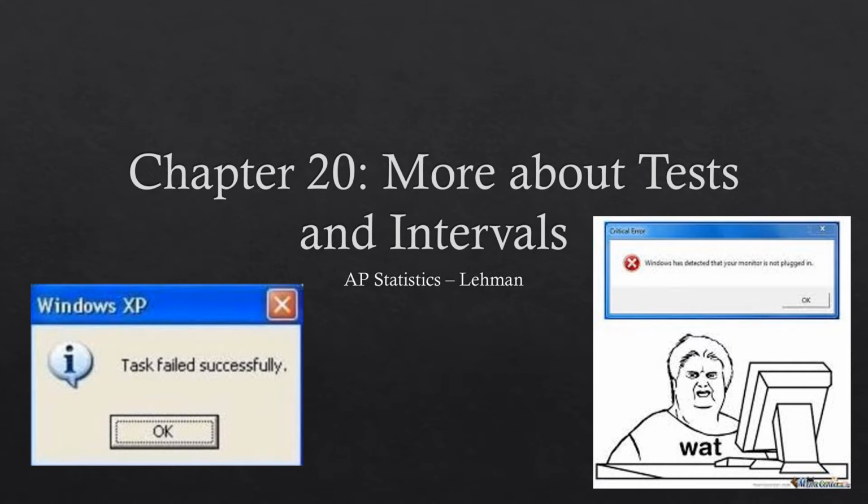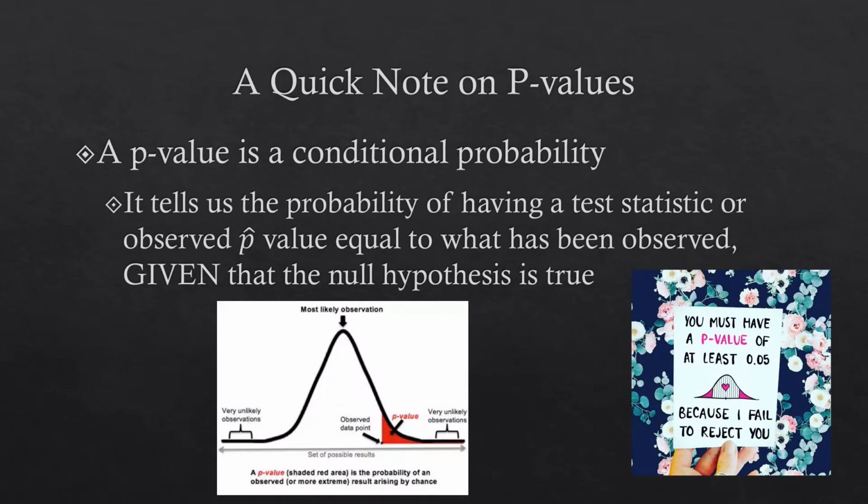Hi everyone, this is our chapter 20 video, which is all about the specifics of hypothesis testing and confidence intervals. Now, a quick note on p-values, and I say quick note because we explored this a little bit in class, what a p-value is. But in short, a p-value is just a conditional probability. So if you remember the phrasing probability of A given B, that's exactly what this is.